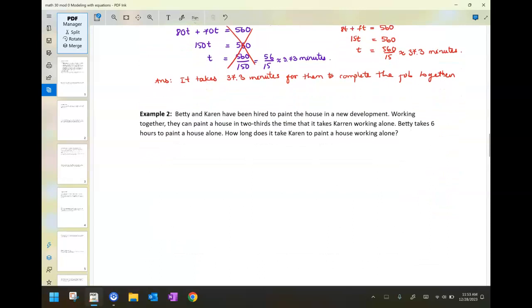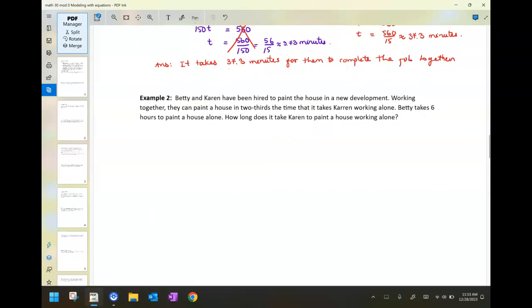Next problem. Betty and Karen have been hired to paint a house in a new development. Working together, they can paint the house in 2/3 the time it takes Karen working alone. So that sounds pretty important, so let's underline that. Betty takes 6 hours to paint the house alone. How long does it take Karen to paint the house working alone?